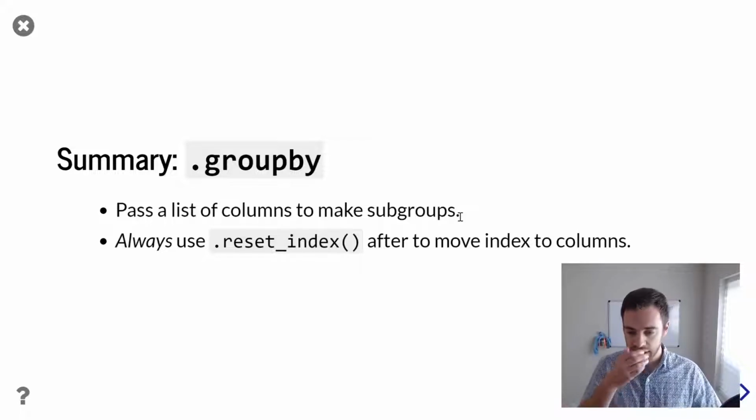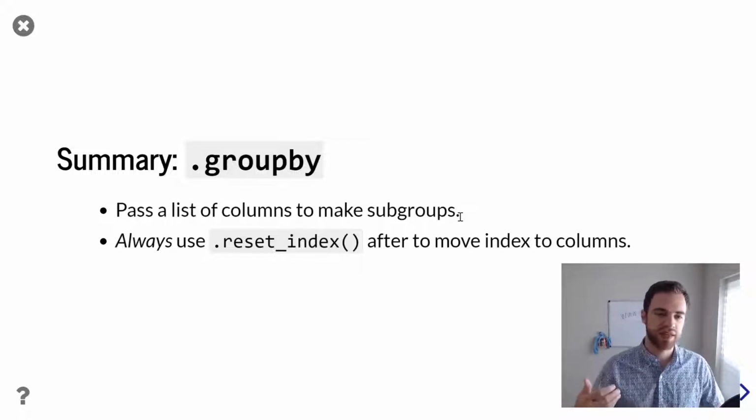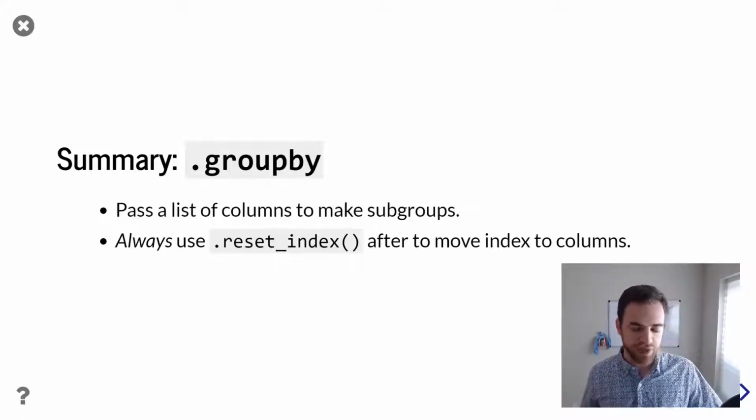Okay, so we've seen this extra bit of functionality with group by where we can pass a list of columns to make subgroups. And the one thing to remember with using group by in this way is that it's going to create that multi-index, which is a little bit tricky to work with. So we'll just use reset index always after doing a group by with multiple columns.